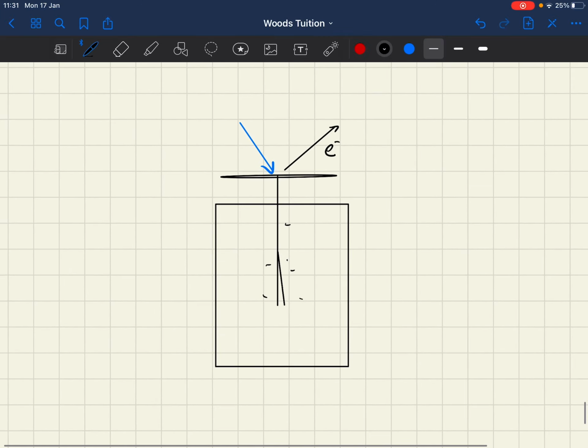So that about wraps up the photoelectric effect. I've got a couple of videos of questions for it as well.